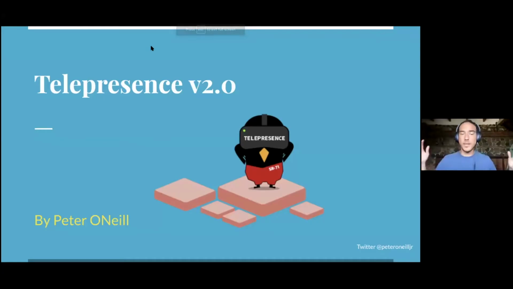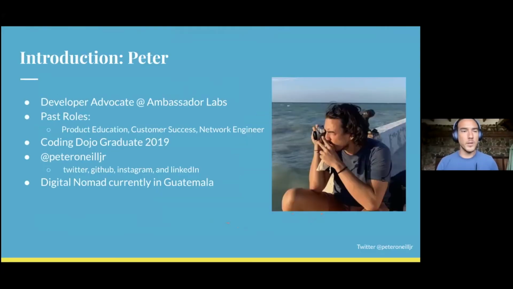All right. So as Joe mentioned, I'm Peter. I work for Ambassador Labs. I'm a developer advocate. So today we're going to be talking about Telepresence 2.0. In the past, I've done product education, customer success, network engineering. I graduated from coding bootcamp back in 2019. You can find me at Peter ONeill Jr. on pretty much all social channels. Currently do the whole digital nomad trend, working remotely, currently in the lovely city of Antigua in Guatemala.